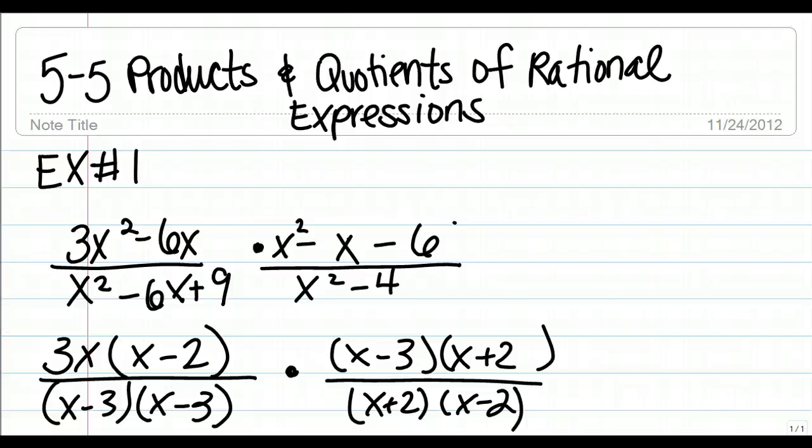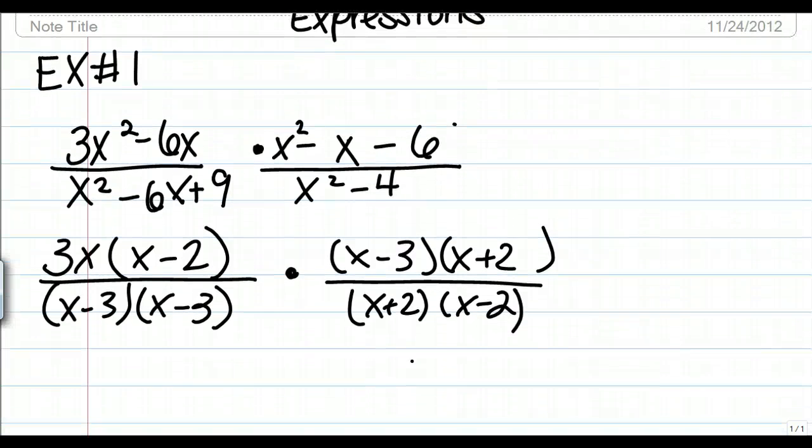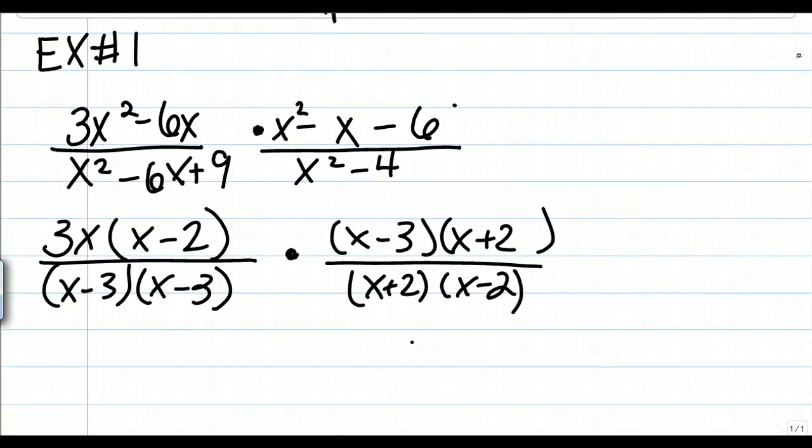Today we're doing 5-5, products and quotients of rational expressions. Tonight's lesson is pretty much the same as last night's in 5-4. The only difference is we have two fractions and we're multiplying them together. What you want to do first is exactly what you did last night and look at just the first fraction first.